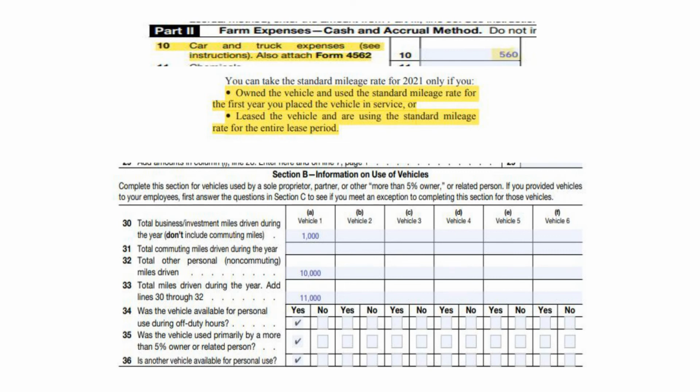On line 31, put the miles that you commuted. In our example, it is 0. On line 32, put the miles that you drove personally. In this example, it is 10,000. On line 33, add lines 30 through 32 together to arrive at 11,000. Answer the questions on lines 34 through 36. In this example, the answers are all yes.